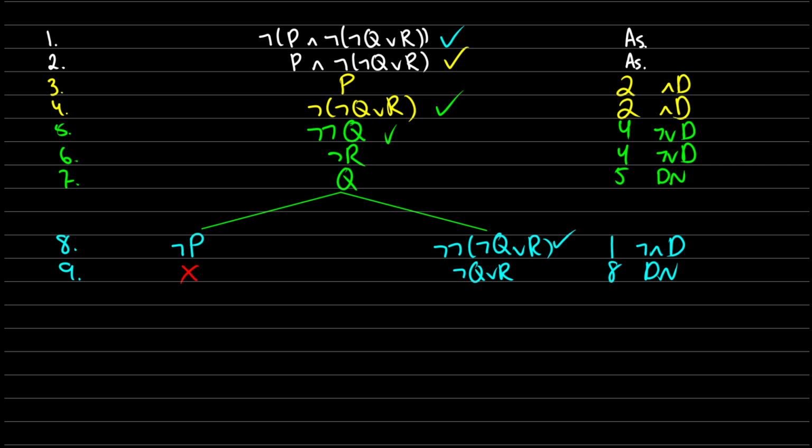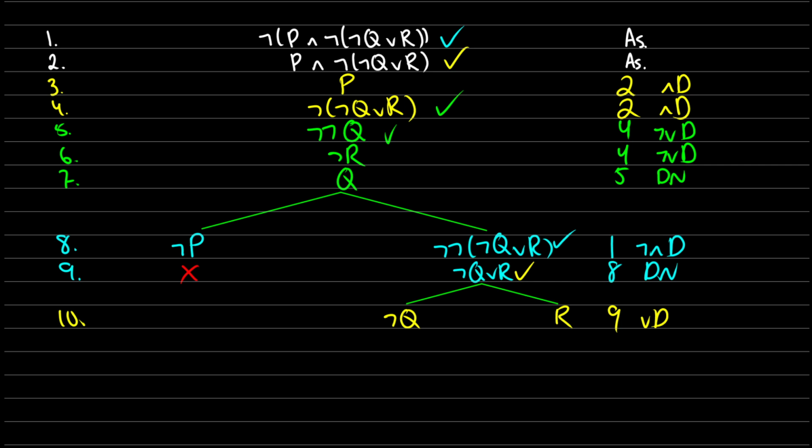That'll be line 9. Now, not Q or R, well, when is this true? We're going to have some branching paths again. So either, well, let's do this one in yellow. Either not Q is going to be true or R is going to be true. So this is line 10 here. This comes from 9, and this is or decomposition. So we dealt with that one.